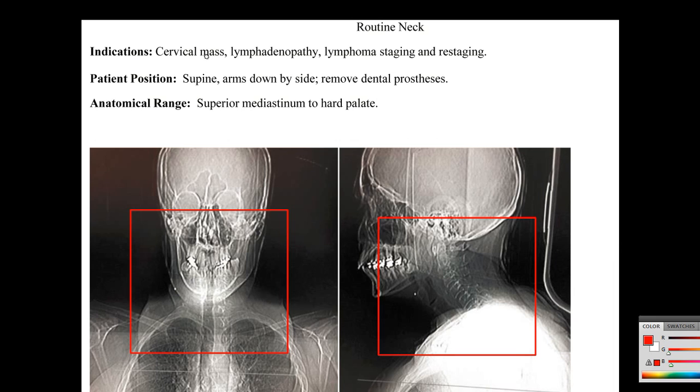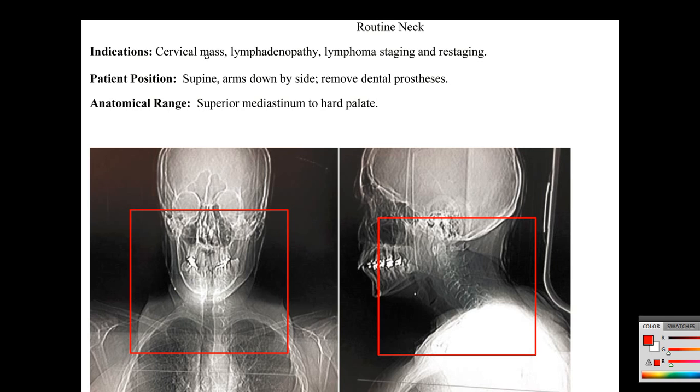That brings us to a routine neck. Indications for this are cervical mass, lymphadenopathy, lymphoma staging, and restaging. So as you'll see, a routine soft tissue neck is usually utilized for evaluation of masses and things like that.